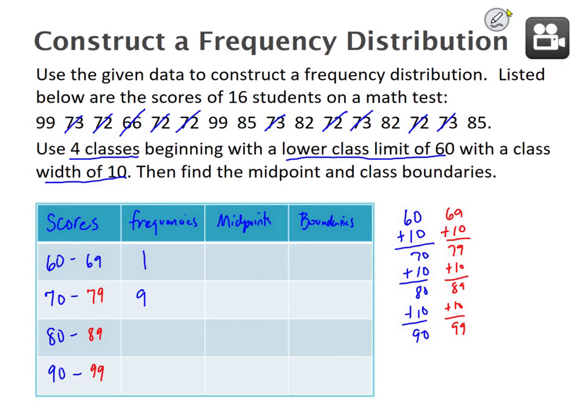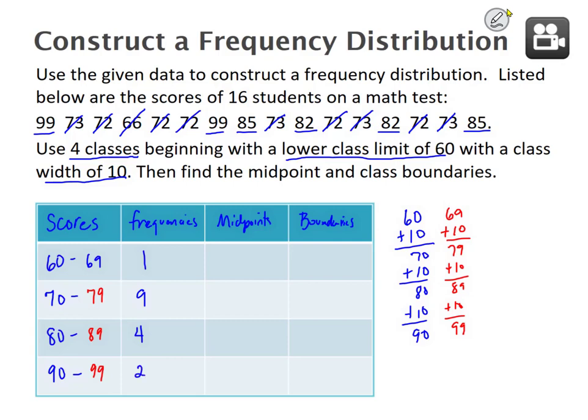In the third class, 80 to 89, I'm going to underline these. So we have an 85, an 82, another 82, and another 85. So that gives us 4 frequencies, or the frequency of 4. And then in the 90s, we have a 99, a 99, and that's it. So 2.